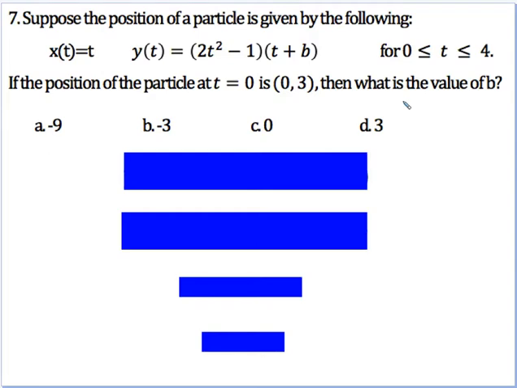Okay. Number 7, suppose the position of a particle is given by the following. You have x equals t and y equals 2 times t squared minus 1 times t plus b, and b is some random number, and right now I don't know what the number is. And t needs to be between 0 and 4. If the position of the particle when t equals 0 is 0 and 3, then what is the value of b?